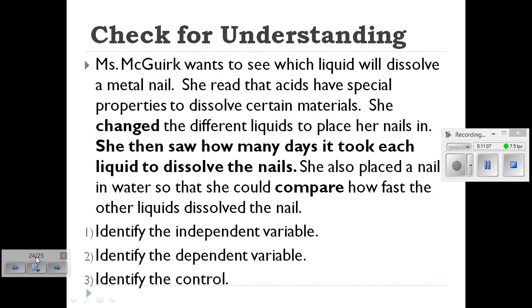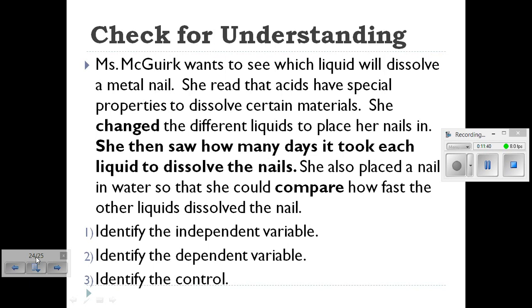Here's another example. Miss McGurk wants to see which liquid will dissolve a metal nail. She read that acids have special properties to dissolve certain materials. She changed the different liquids to place her nails in. She then saw how many days it took each liquid to dissolve the nails. She also placed a nail in water so that she could compare how fast the other liquids dissolved the nail.